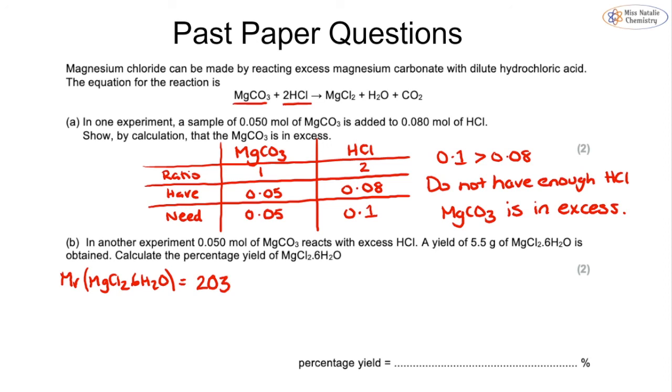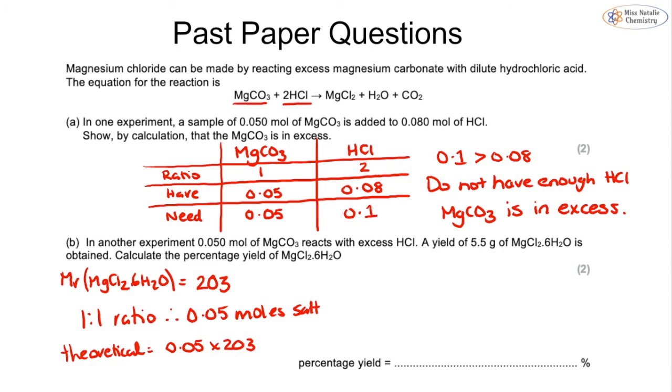Now, we can see that we have 0.05 moles of the MgCO3, and when you compare that to the salt, they are in a 1-to-1 ratio. So that tells me that I have 0.05 moles of the salt. So my theoretical is going to be 0.05 times 203. This gives me an answer of 10.15 grams.